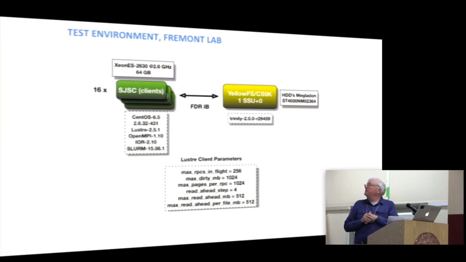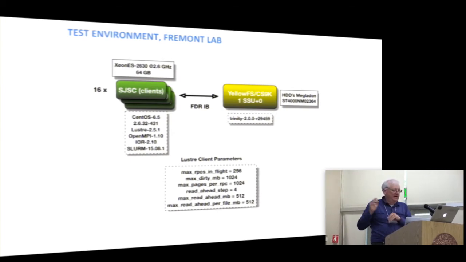So this is kind of what we're dealing with today in Fremont. We've got a small test setup composed of a single storage enclosure, a small number of clients, Lustre 2.7, and a variety of different utilities wrapped around this, and some Lustre client-side parameters you can see here.